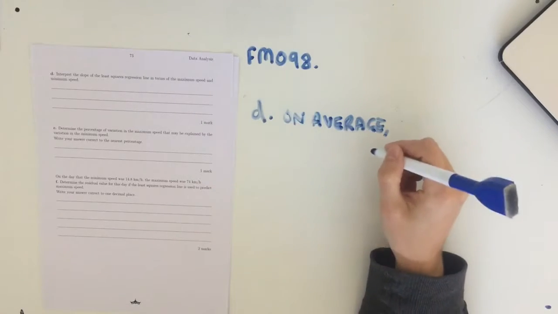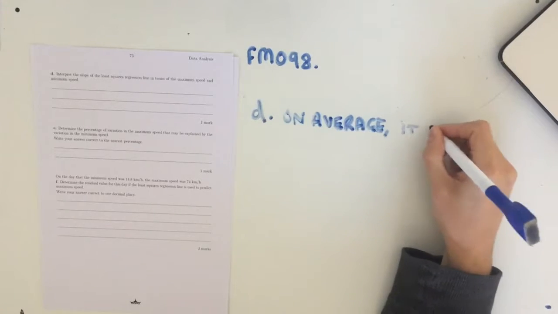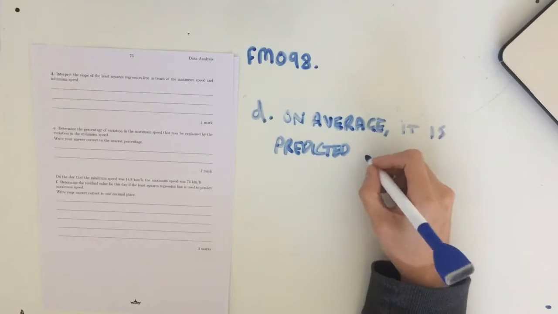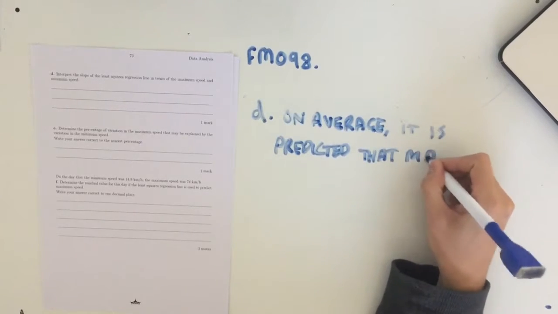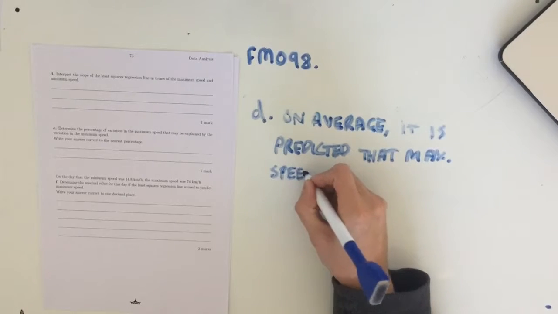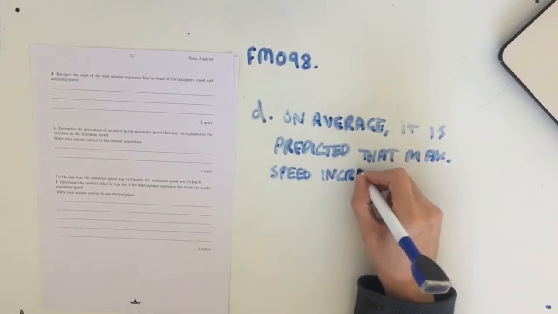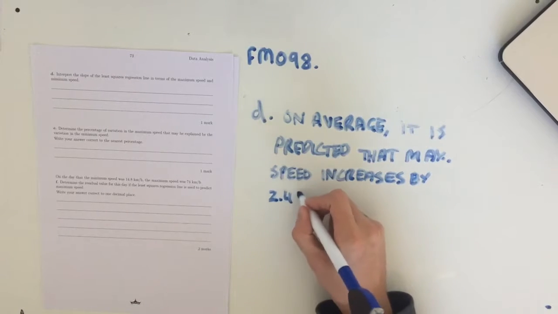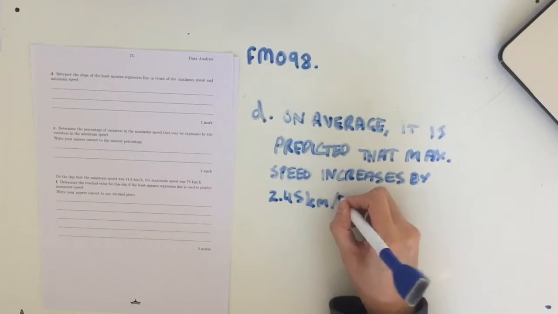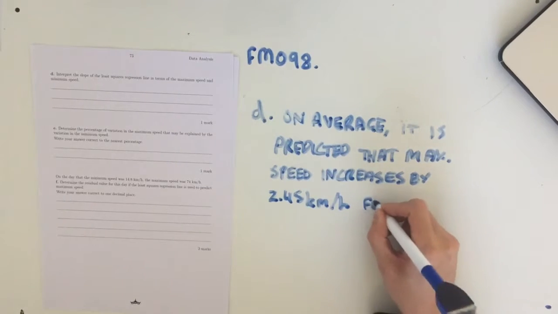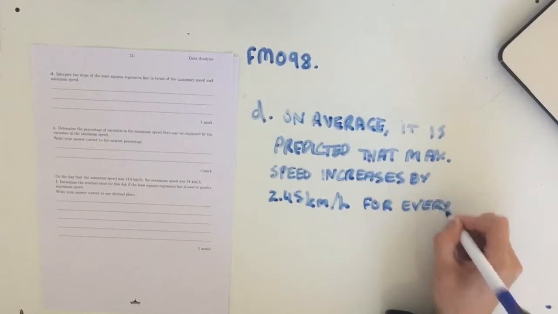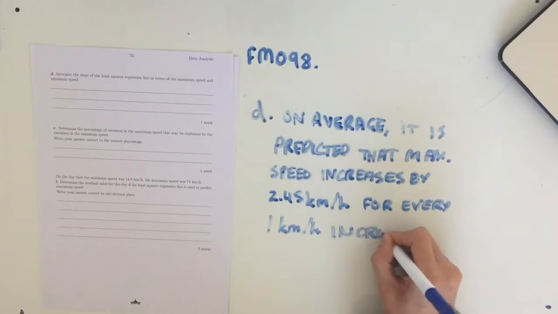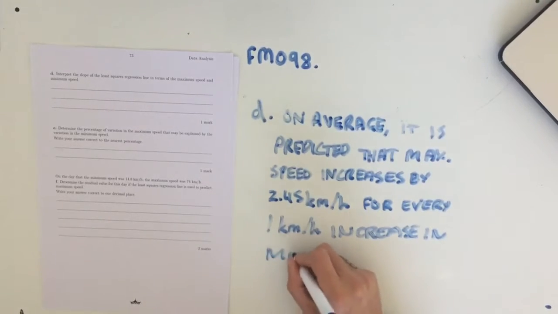So we're interpreting in terms of the maximum speed and the minimum speed. So on average, it is predicted that max speed increases by 2.45 kilometers per hour for every 1 kilometer per hour increase in minimum speed.